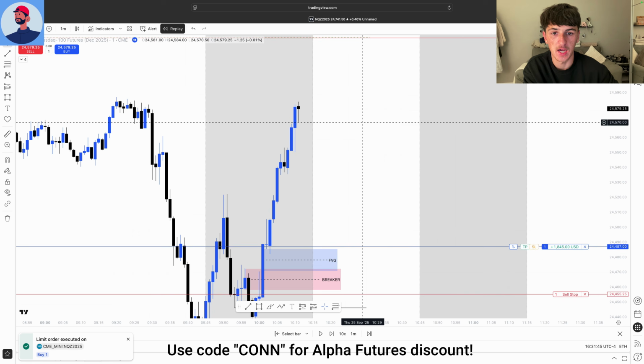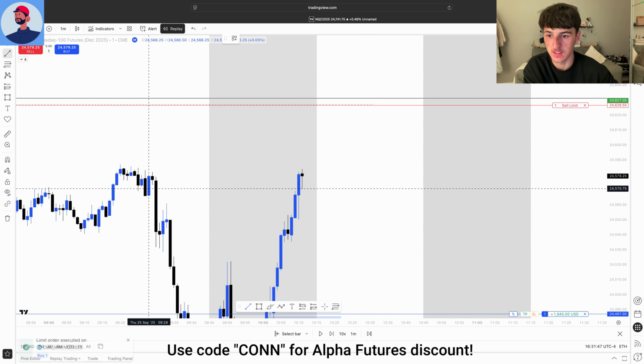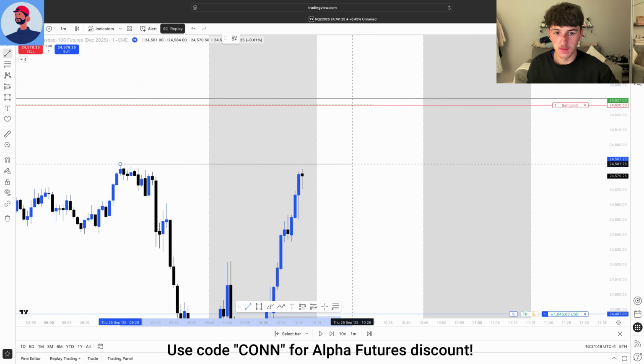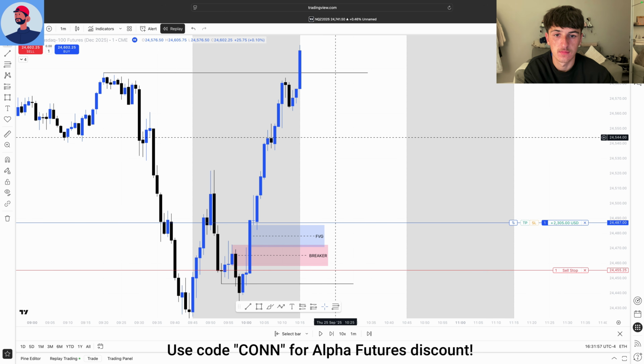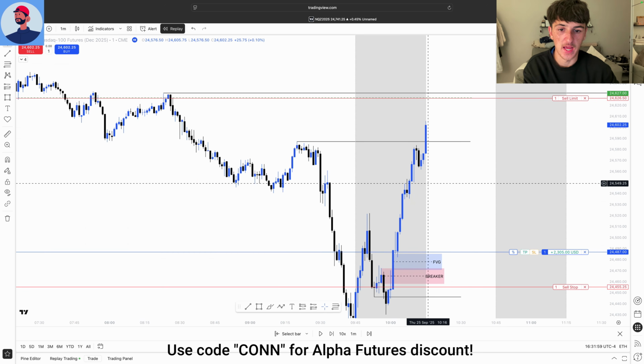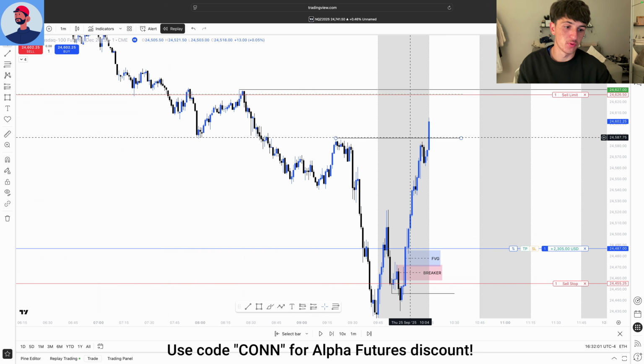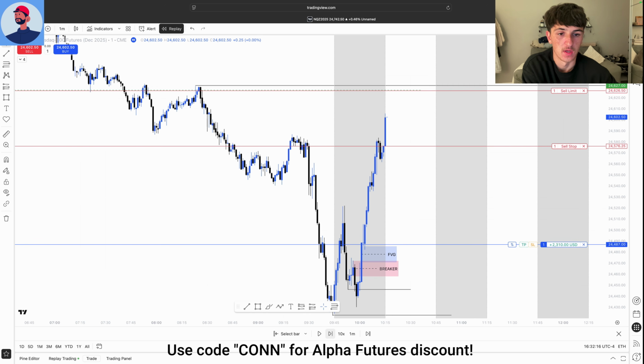We immediately just cannon straight up, targeting the next external high, which gets swept very shortly after. The next candle. Okay, so there we sweep out the next external high. This is now where you would probably close the majority of your position, and now you're just letting the rest run to that previous candle's range.